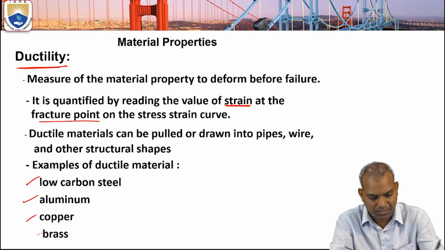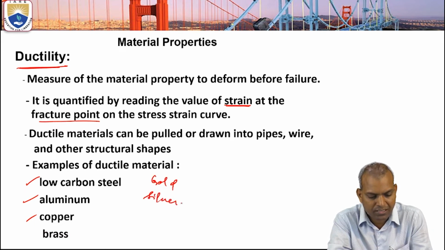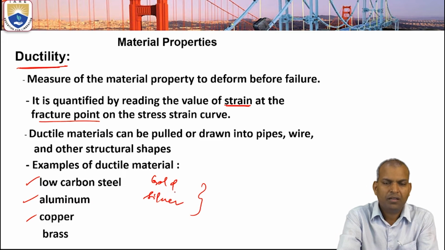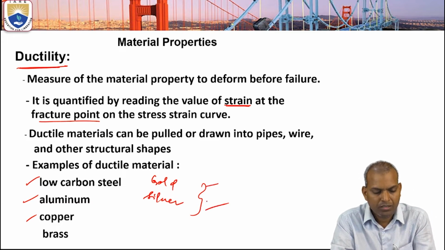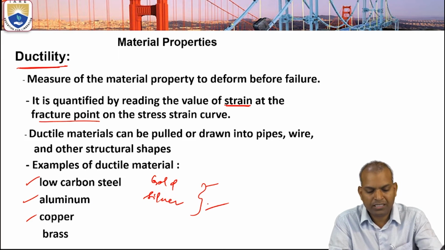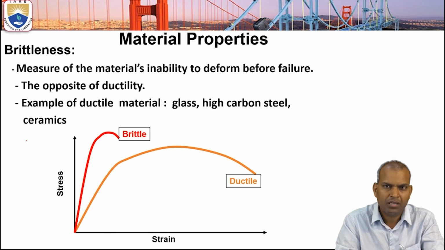Some more materials are gold and silver. These materials are useful for making ornaments. So these are the examples for ductile materials. The deformation of ductile materials like gold and silver is very high in comparison to other materials.